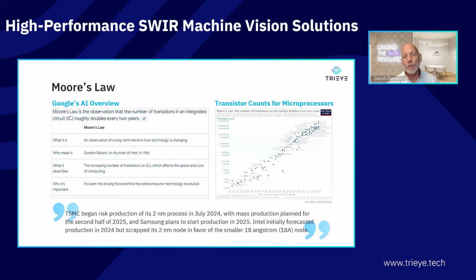First, I wanted to spend a little time talking about CMOS and Moore's law, and how we got here. So, I looked up Moore's law on Google, and this is what I got. This is the AI overview from Google. Moore's law is the observation that the number of transistors in an integrated circuit doubles roughly every 2 years, and that was done around 1965, and it's been held true for the last, I guess, 60 years or so. And you can see here on the right hand side what that means.